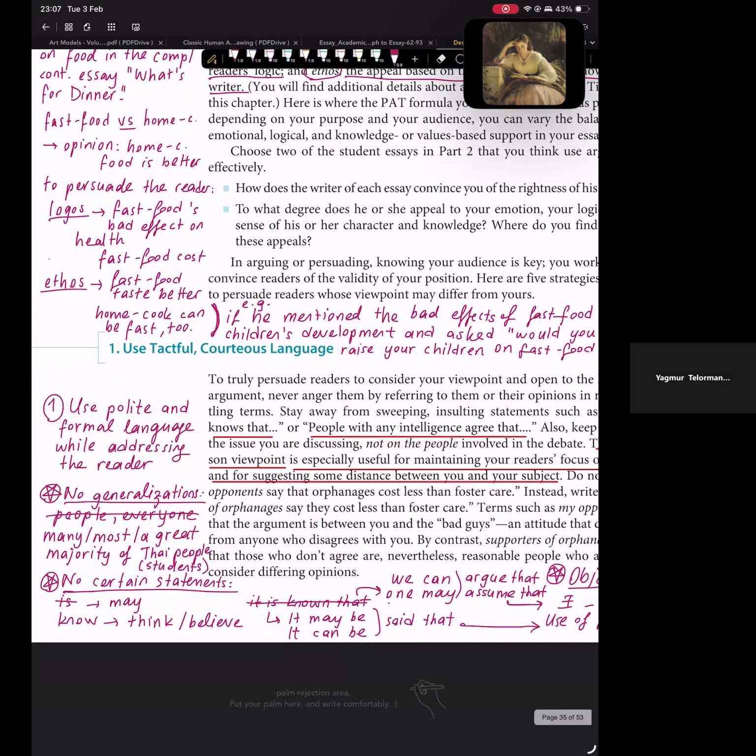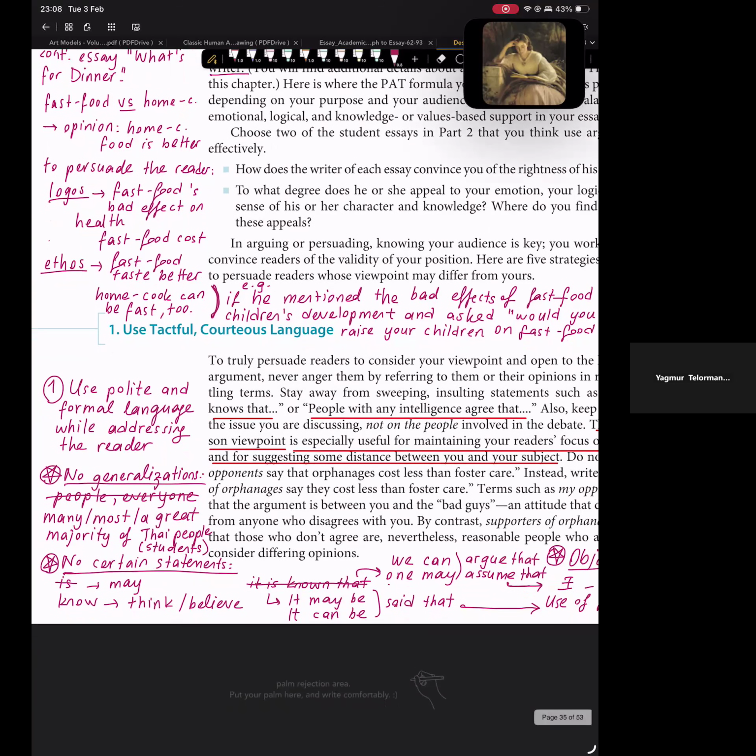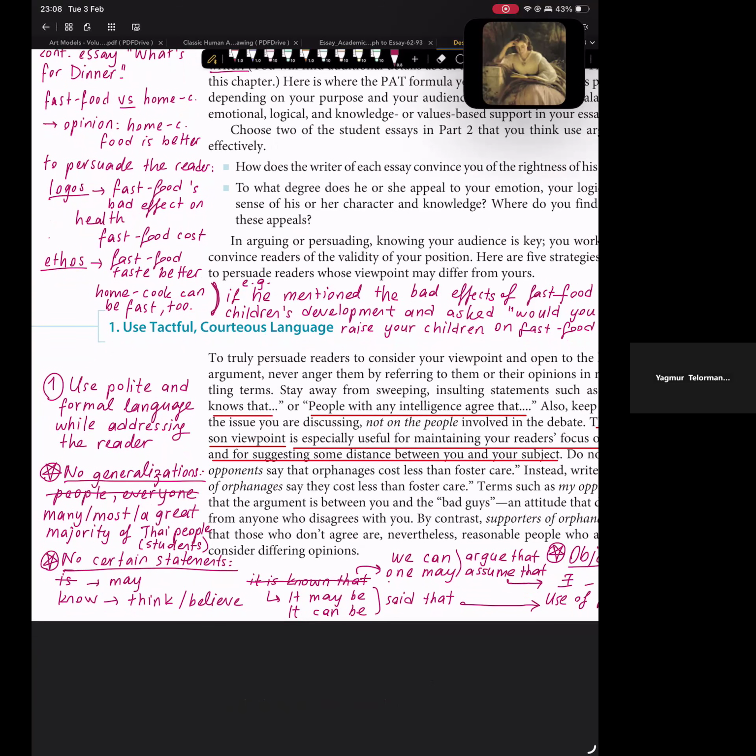So instead of saying people or everyone, you can say many people, most people, a great majority of people, a great majority of Thai people is even less general. A great majority of Thai students, or Thai university students, is more and more specific. So we need to be specific in our use of language. We shouldn't use general statements, general phrases.